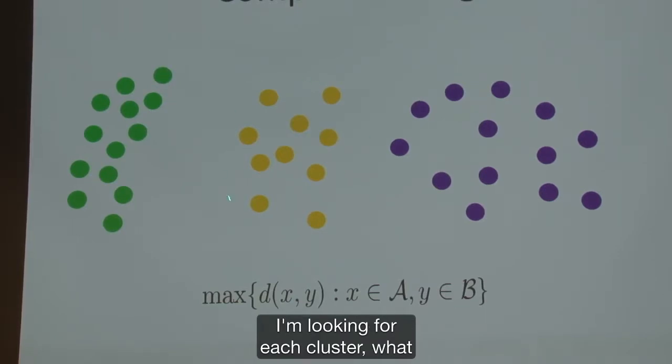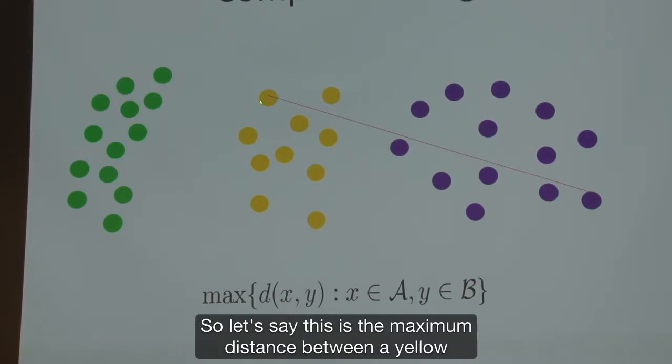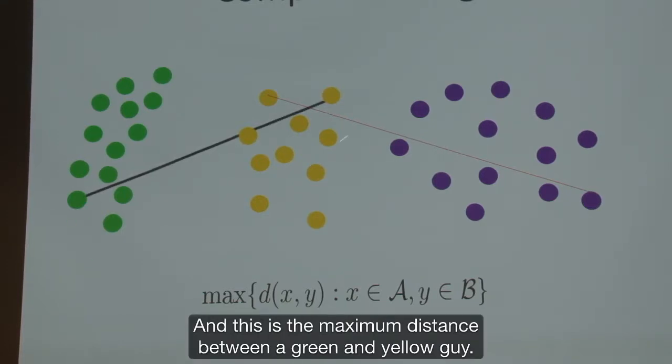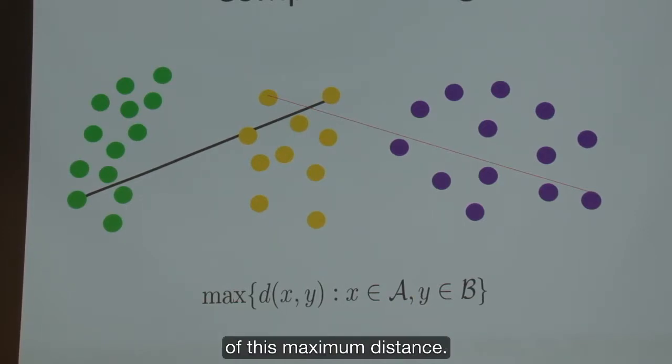Now, complete linkage is kind of the opposite idea. I'm looking for each cluster, what is the maximum distance between points in this cluster. So let's say this is the maximum distance between a yellow and a purple guy. And this is the maximum distance between a green and a yellow guy. And then I'm choosing the smallest of this maximum distance.